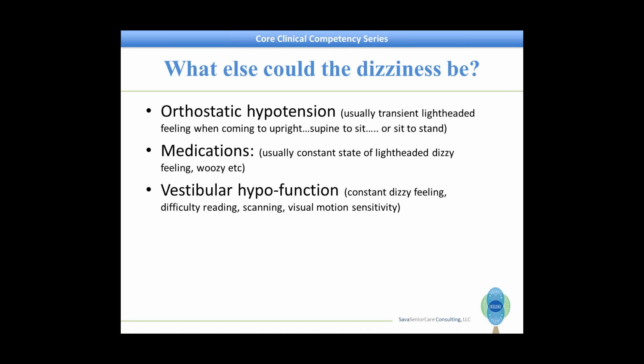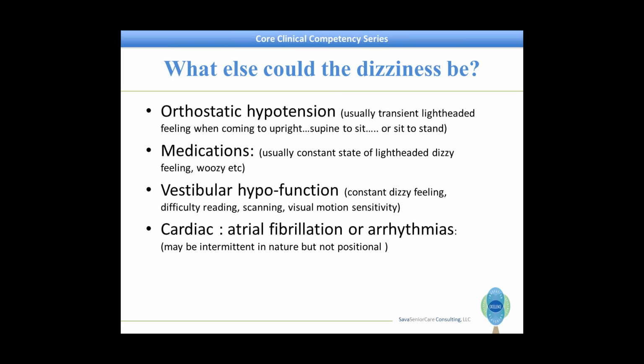They'll keep their heads real straight. They'll look at focal points. Those are all things you would look for in somebody with a vestibular hypofunction. And then, of course, there's cardiac problems, which a lot of our patients do have: atrial fibrillation, arrhythmias. So it's like, well, how do I tell the difference? Again, those may be intermittent, but they certainly are not positional.